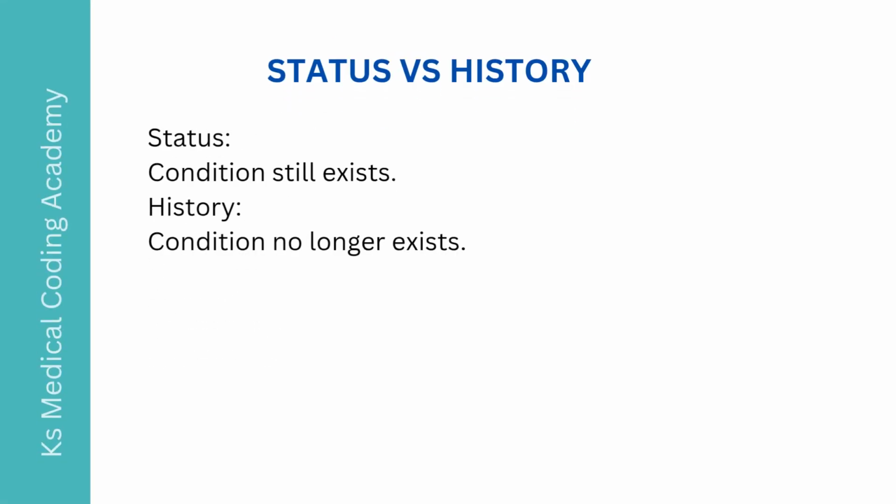Status versus history. A status code indicates a condition that still exists, such as transplant status. A history code indicates a condition that no longer exists but may influence care. This distinction is frequently tested on certification exams.